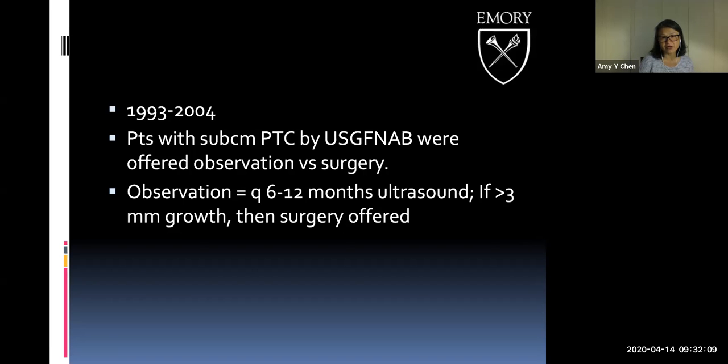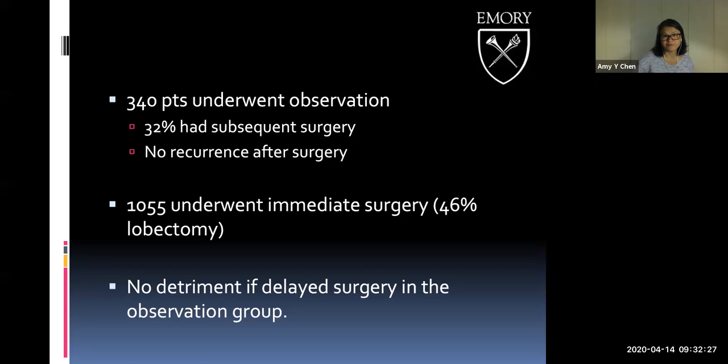Patients with sub-centimeter papillary thyroid cancers diagnosed by ultrasound-guided fine needle biopsies were offered observation versus surgery. If they were observed, they were examined every 6 to 12 months with ultrasound. If there was more than a 3 millimeter growth in any dimension, then surgery was offered. 340 patients underwent observation. About a third of them subsequently had surgery. There was no recurrence after their surgery. About 1,000 or so underwent immediate surgery. 46% of them were lobectomy.